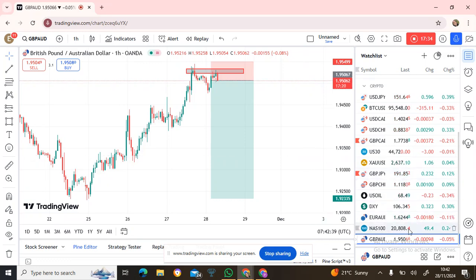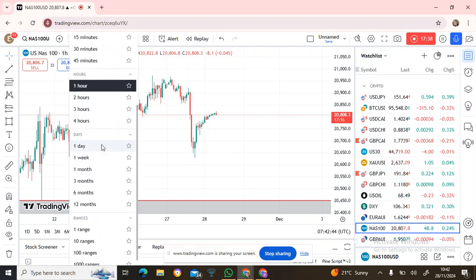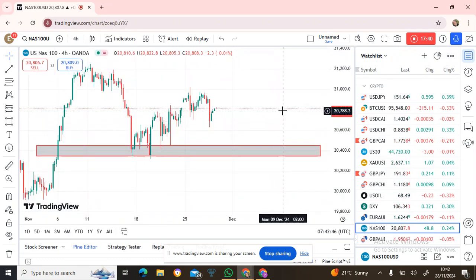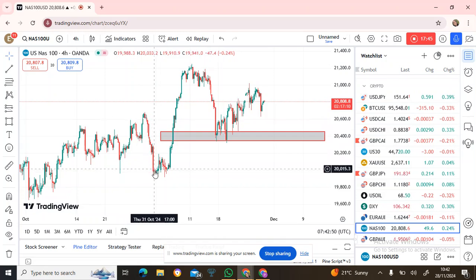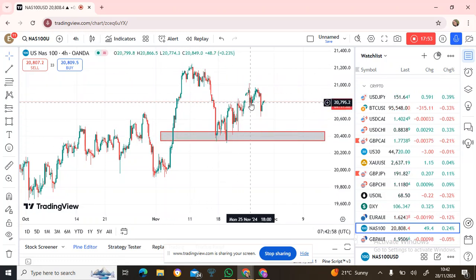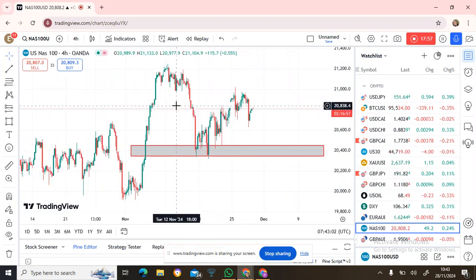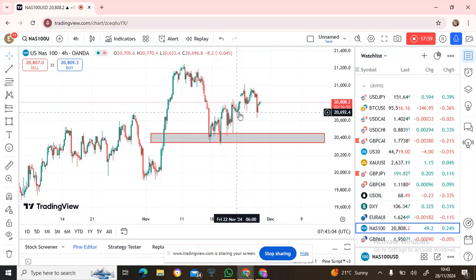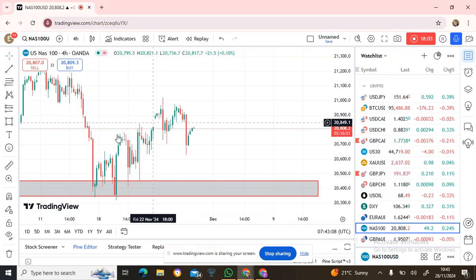So coming to Nasdaq on a 4-hour time frame. Nasdaq created a new higher low, then a higher high, then it came back to create a new higher low. So according to this move, Nasdaq is not going to create a new higher high, but from the direction of the market, you can see Nasdaq created something like a double top.